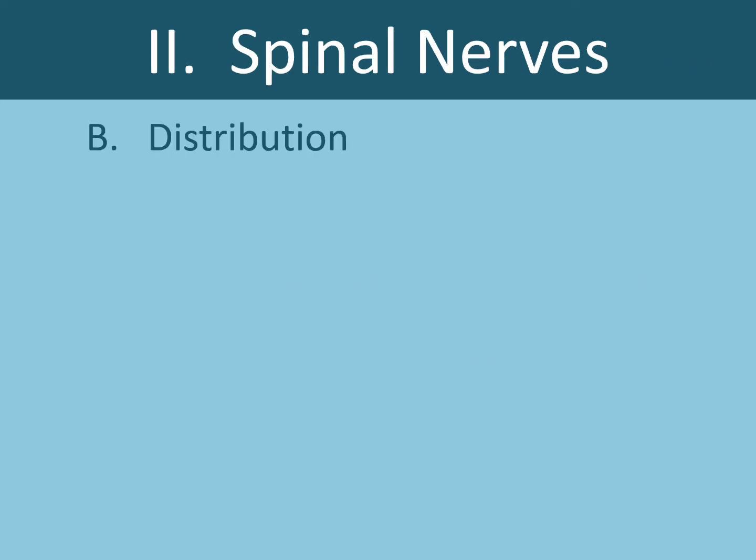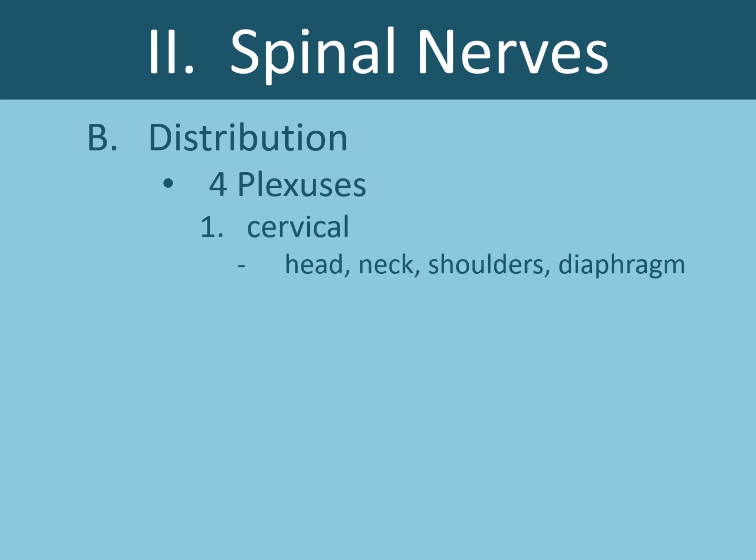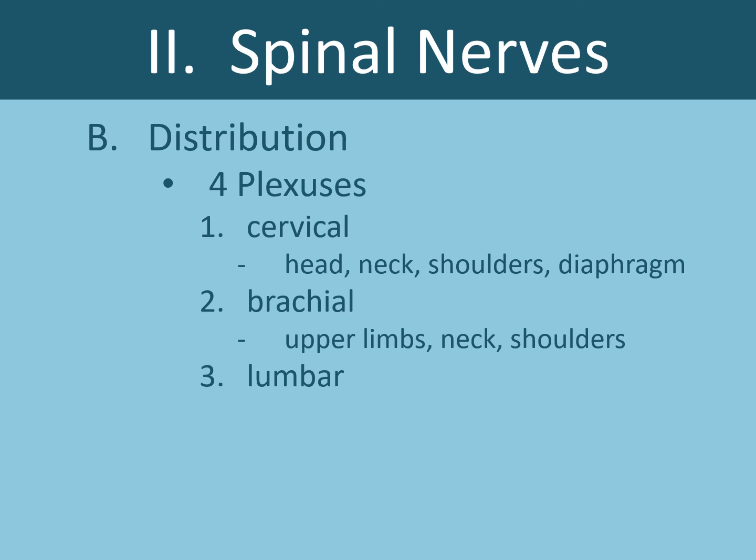Some of our spinal nerves merge and separate to form a network known as a plexus. There are 4 major plexuses in our body. First, we have the cervical plexus, which serves our neck, head, shoulders, and diaphragm. Next, we have a brachial plexus, which serves our upper limbs, our neck, and our shoulders.